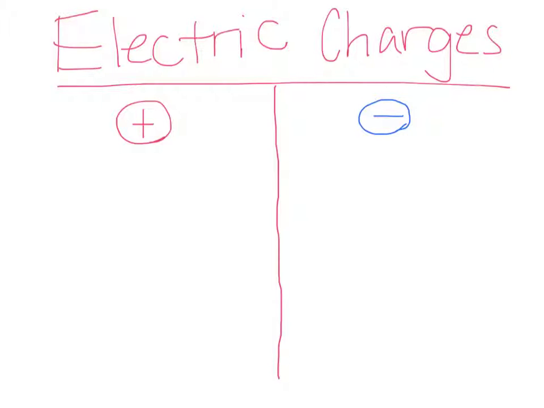There are two types of charge, positive and negative. Within an atom, the subatomic particle bearing positive charge is called the proton, and the subatomic particle that is negatively charged is called the electron.